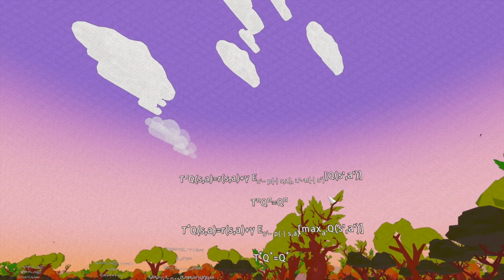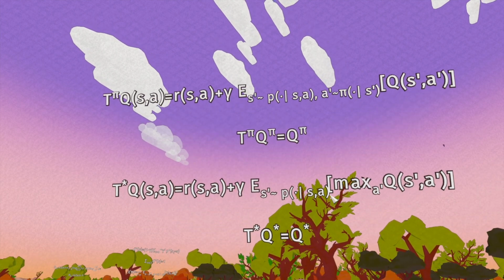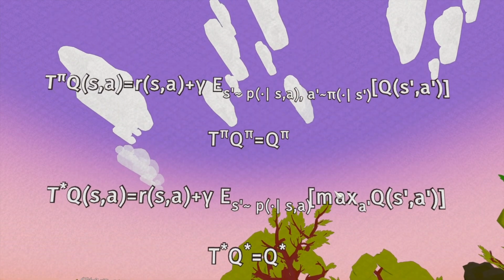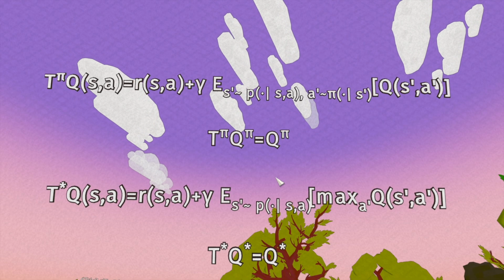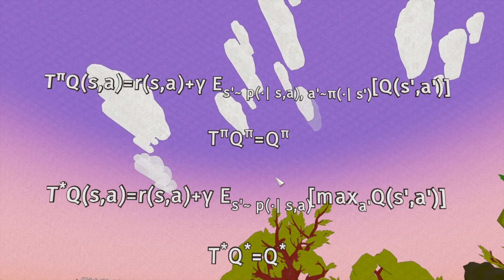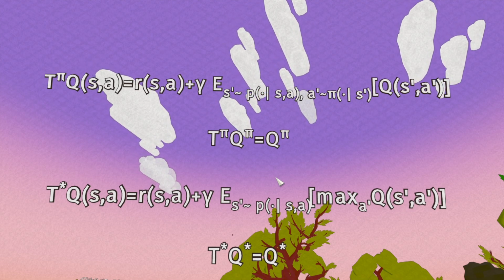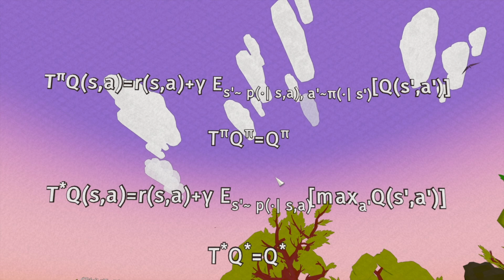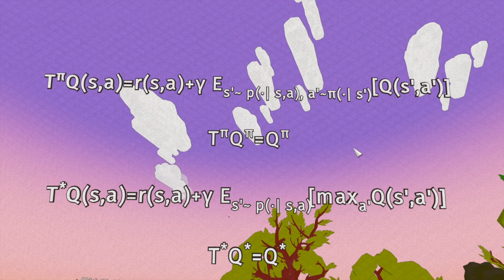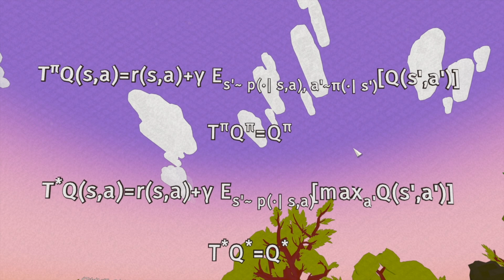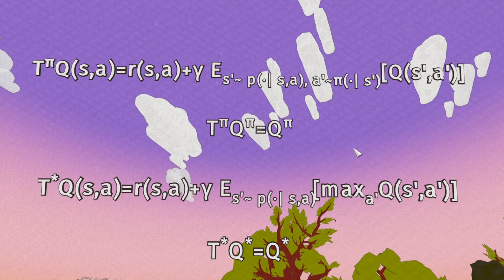For Bellman operators, the Bellman expectation operator for a policy pi acts on Q functions by this definition of reward plus the discount times the expectation over Q. And Q is the unique fixed point of T. The optimal Bellman operator replaces the policy expectation with a hard maximum, with fixed point Q star.